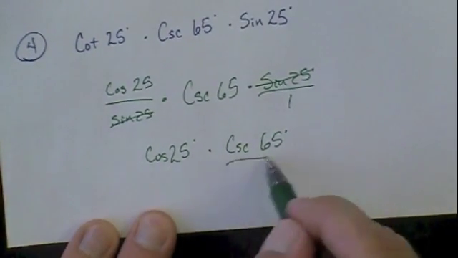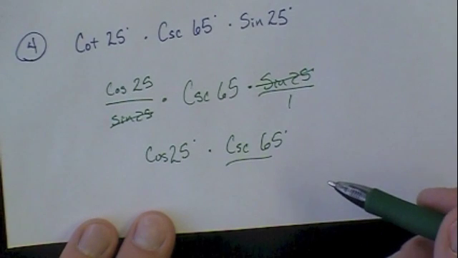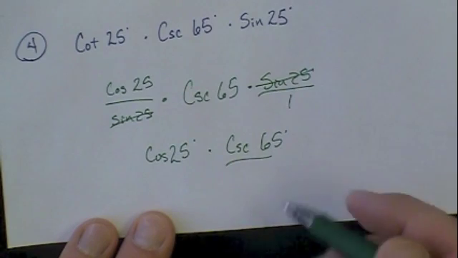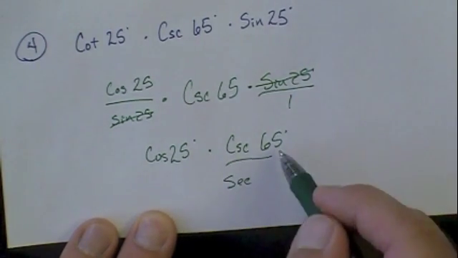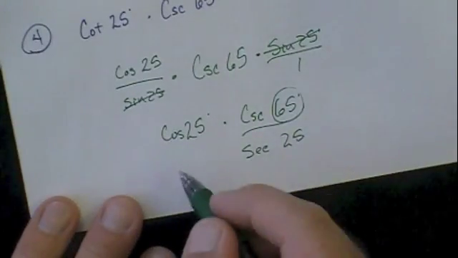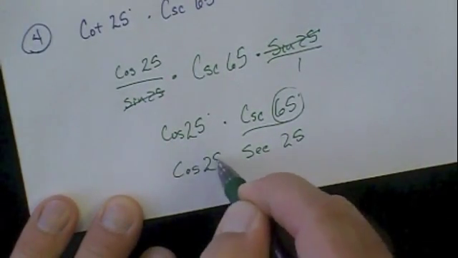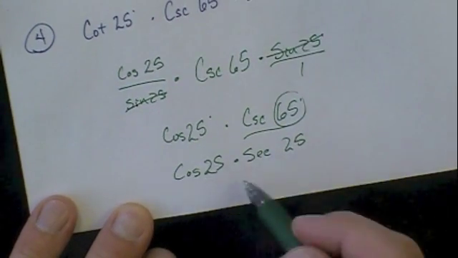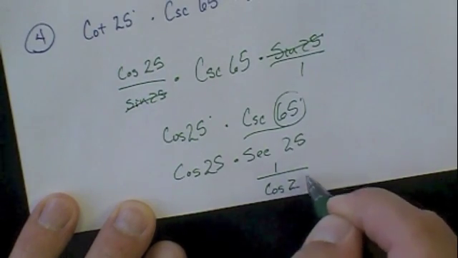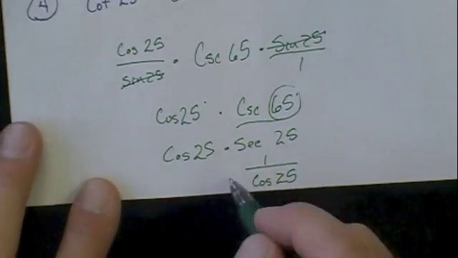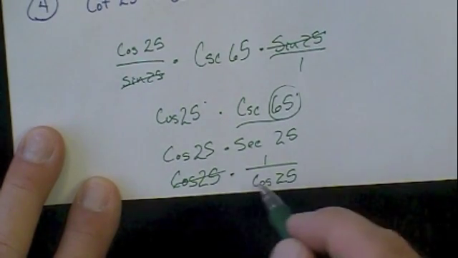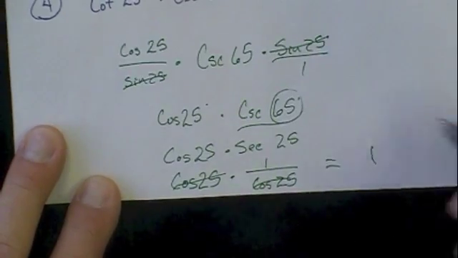Let's see. Remember, we just talked about our cofunctions of complementary angles being equal. Our cofunction of cosecant would be secant. So we could now change this, instead of 65, secant of 25 degrees times the cosine of 25 degrees. Remember, secant and cosine are reciprocals. Rewrite this again as 1 over cosine of 25 degrees. That's still times the cosine of 25 degrees. Now we multiply across, and again this is equal to 1.